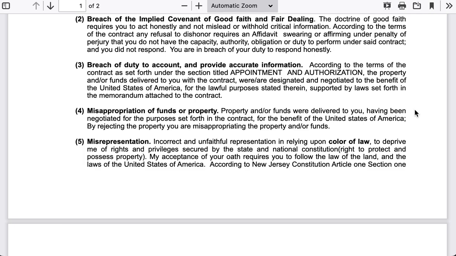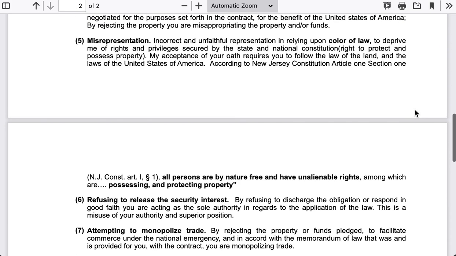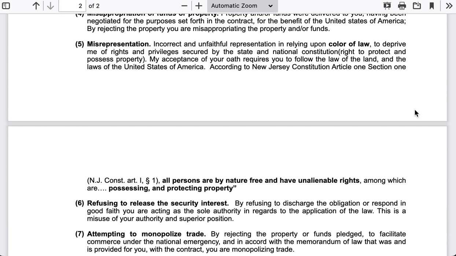Property and or funds were delivered to you having been negotiated for the purposes set forth in the contract for the benefit of the United States of America. By rejecting the property, you are misappropriating the funds. Misrepresentation, incorrect and unfaithful representation, and relying upon color of law to deprive me of rights and privileges secured by the state and national constitution. The right to protect and possess property.